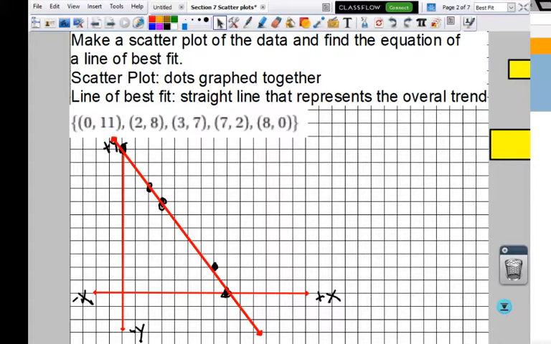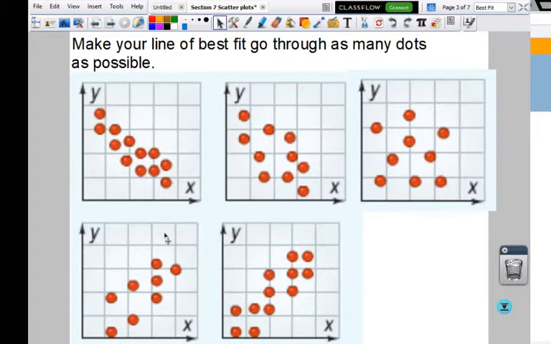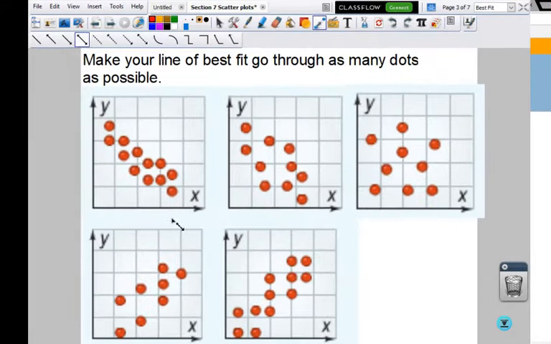So what we're going to do today is practice with these trend lines and making scatter plots. Like I was just talking about, make sure your trend line goes through the middle of as many dots as possible. For example, if I was going to make a trend line on this one right here, I want my trend line to go down and right, about right there. Sounds pretty good. This next one, it's kind of hard to say, right?